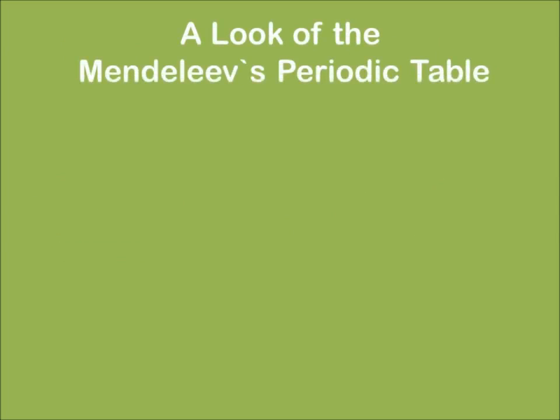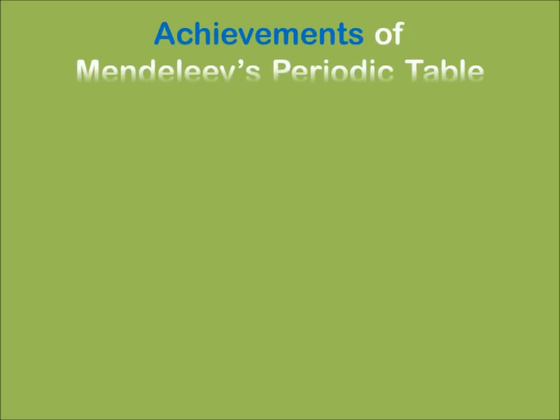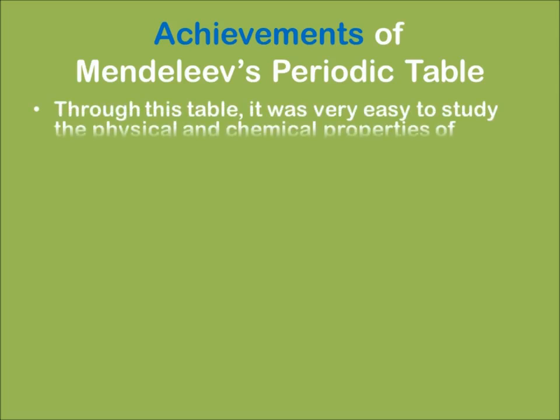Now let us have a look at Mendeleev's periodic table. This is just to get an idea. You need not remember it. Now what are the achievements of Mendeleev's periodic table? Through this table it was very easy to study the physical and chemical properties of various elements.